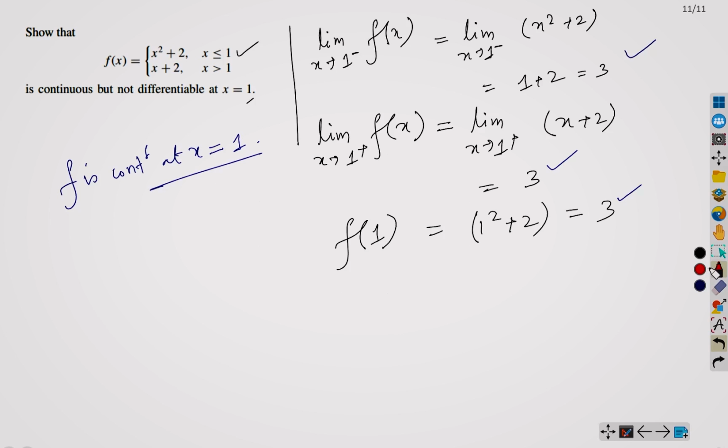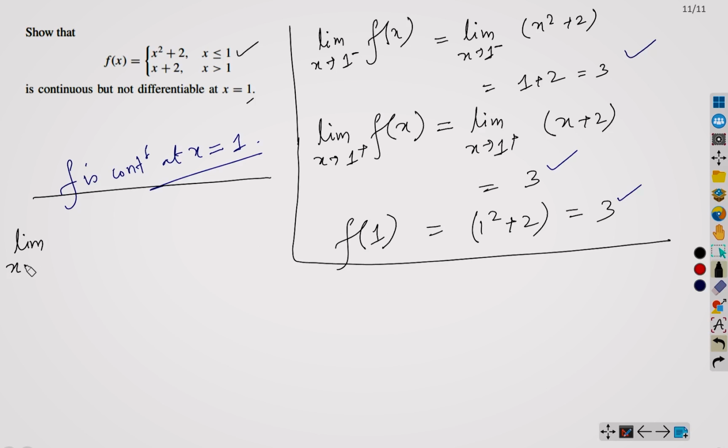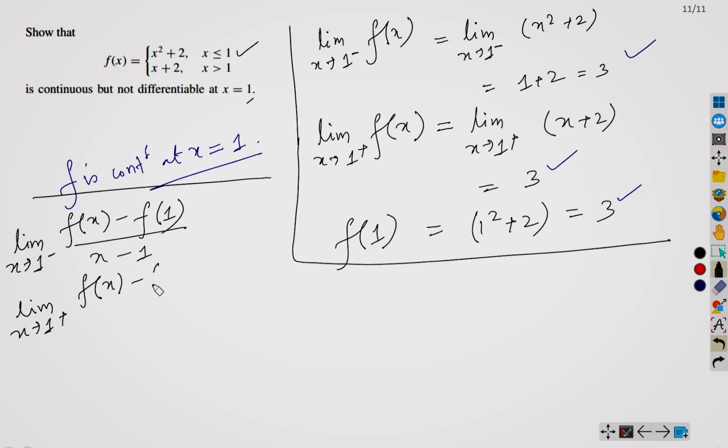Now we have to show that f is not differentiable at x equal 1. And for that, what do we have to do? We have to check, with the same method, very simple indeed, these two limits: whether they exist, and they should be equal. First check the left hand one. We have the limit as x tends to 1 minus of f(x) minus f(1). When x is less than 1, f(x) is x square plus 2.